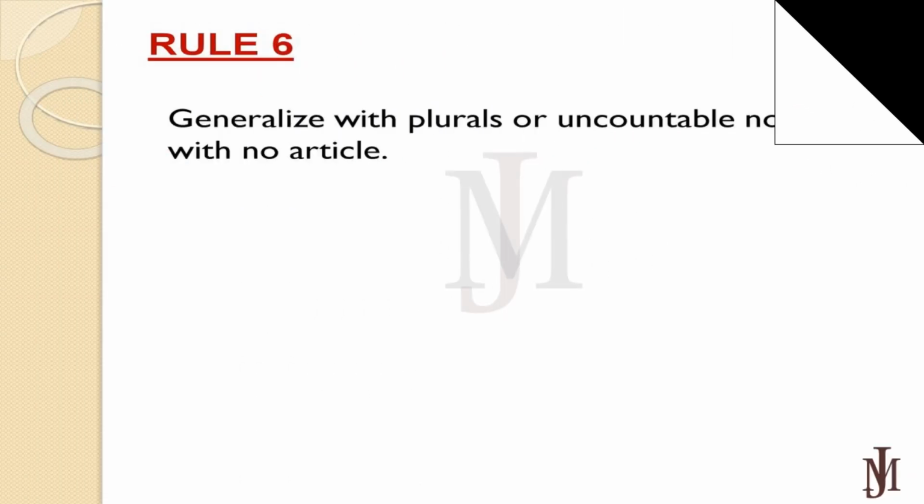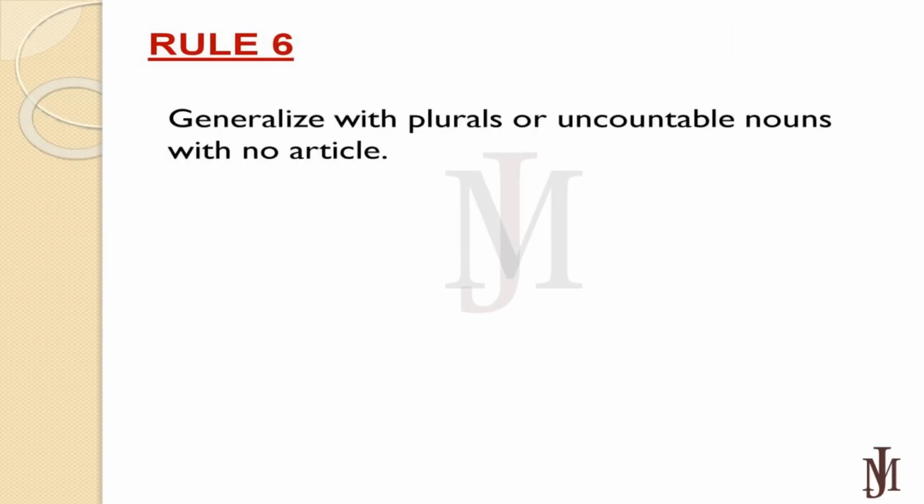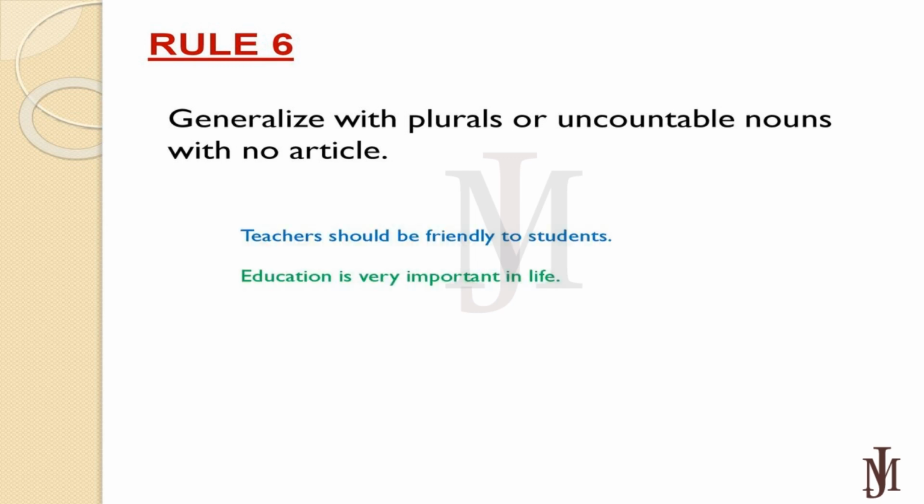Rule number 6. Generalize with plurals or uncountable nouns with no article. This rule is about how to make generalization, that is, how to talk generally about a whole group, class, people, or things. For examples, teachers should be friendly to students. Education is very important in life.